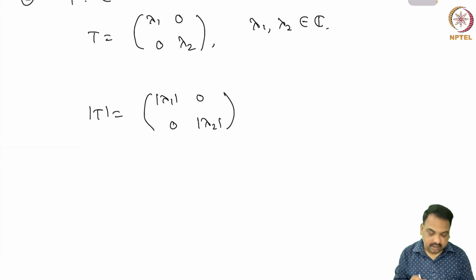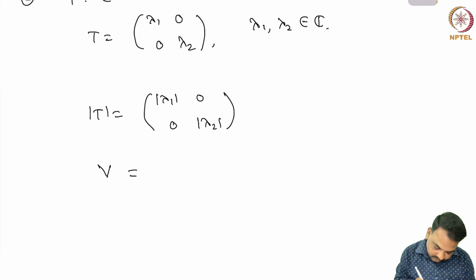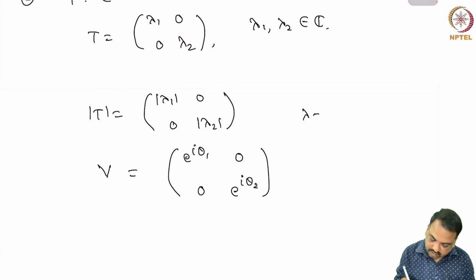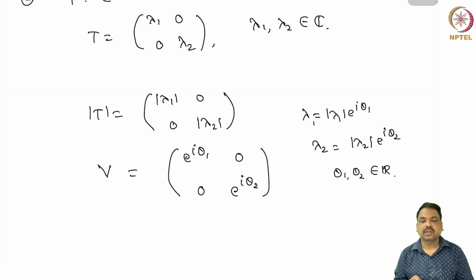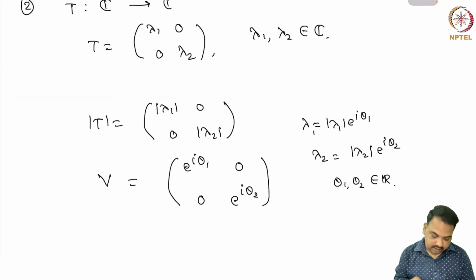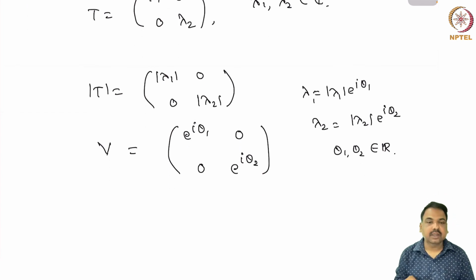So we can easily guess what V is. In this case, V is the diagonal matrix with entries e^(iθ1), 0, 0, e^(iθ2), where λ1 is |λ1| e^(iθ1), and λ2 is |λ2| e^(iθ2), where θ1, θ2 are real numbers. So this is the polar decomposition, T equal to V |T|.